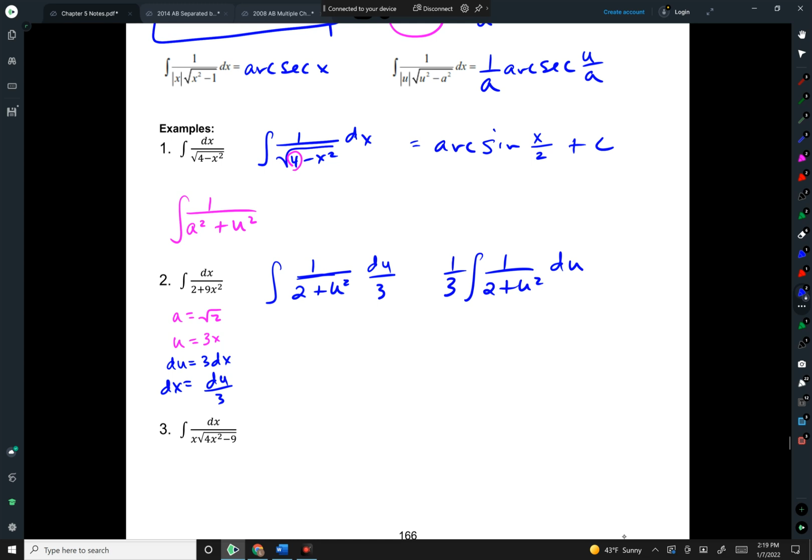All right, so I leave the 1/3. That was already there. If I integrate, I need 1 over a. What would 1 over a be? 1 over square root of 2. And then I would have arc tangent of u over a, u over square root of 2.